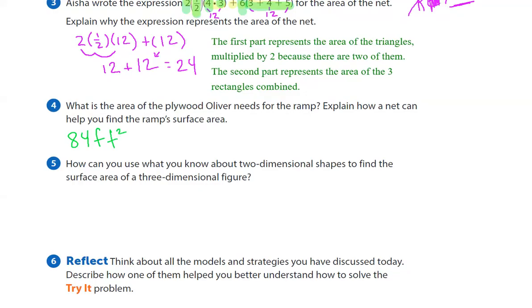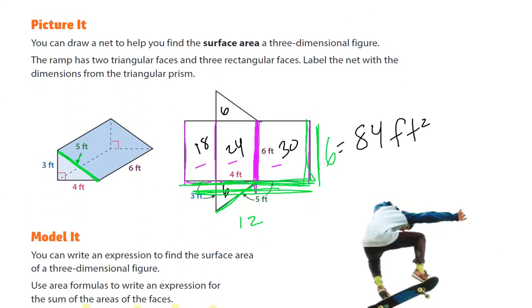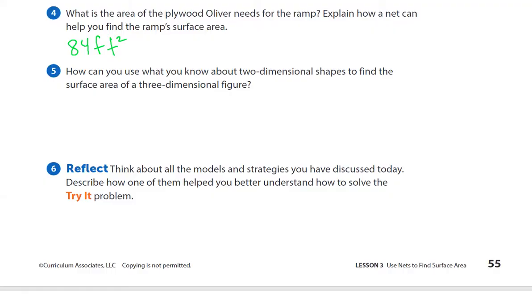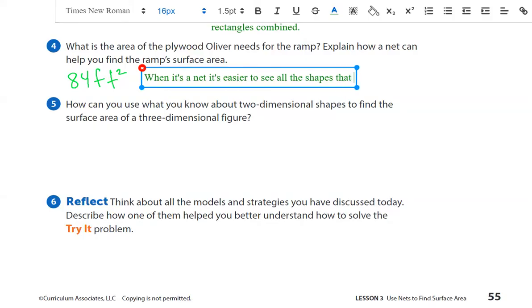And explain how a net can help you find the ramp surface area. Let's think about that. How did the net help us? How did flattening it to a net make it easier for us? Well, when I see it flattened as a net, it's really easy to see the different shapes, right? So let's put that. When it's a net, it's easier to see all the shapes that you need to find the area for. I think that's pretty good.